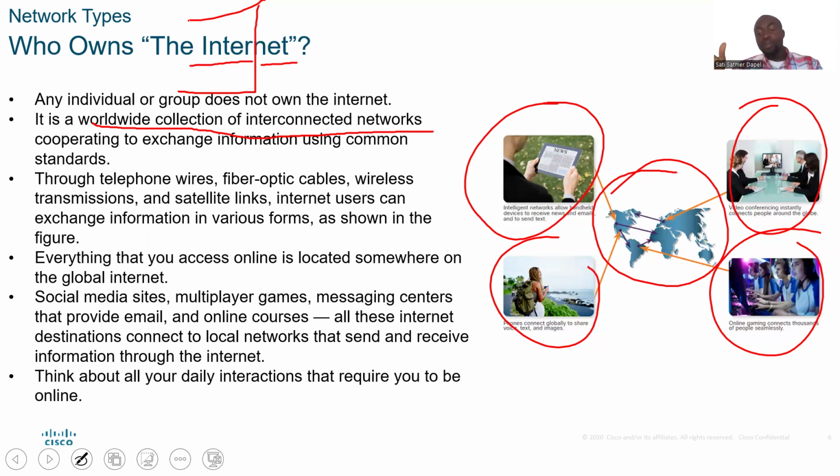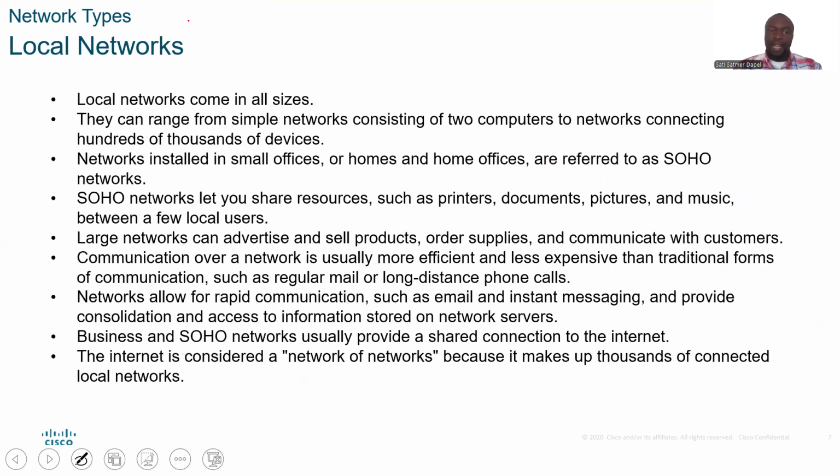When you pick your phone and you are using it online for your social media accounts, for banking services, to pay your utility bills, whatever you do, you are actually connected online. Now, let's look at types of network. One common type is called the local network. Local networks come in different sizes. They can range from a simple network consisting of 2 computers to interconnecting hundreds of computers.